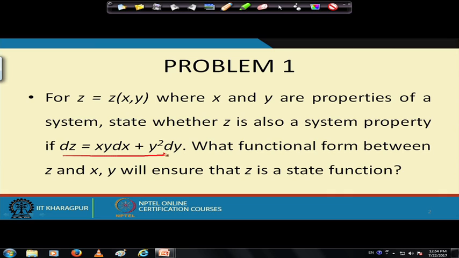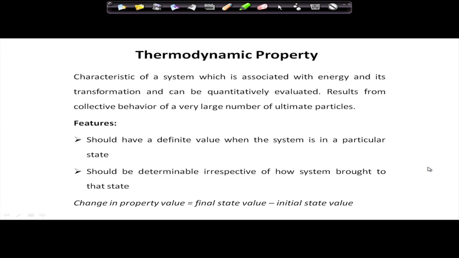If you recall one of my slides, you will see that we had defined properties of the system as the characteristic of a system which is associated with energy and its transformation, and we had mentioned a few features of the system. What is it? Firstly, it should have a definite value when the system is in a particular state. It should be determinable irrespective of how the system is brought to that particular state, or in other words, it is independent of the path followed in moving from one state to the other. It depends upon the initial state and the final state.